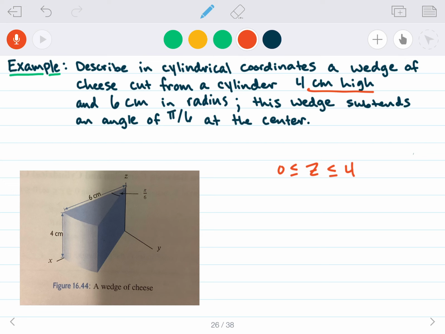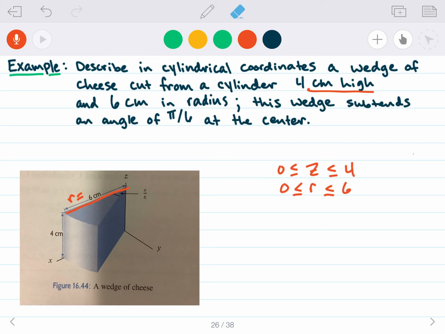And we can see that the radius of this wedge of cheese, starting at the origin all the way out, is our radius. And we can see that our radius is 6 centimeters. Okay, that's the radius of the circle that the figure lies on. So r is going to be between 0 and 6.